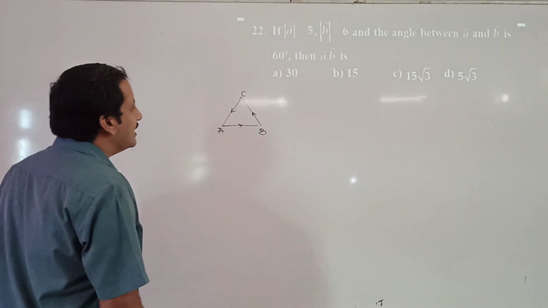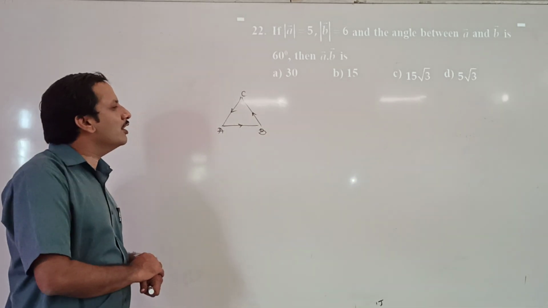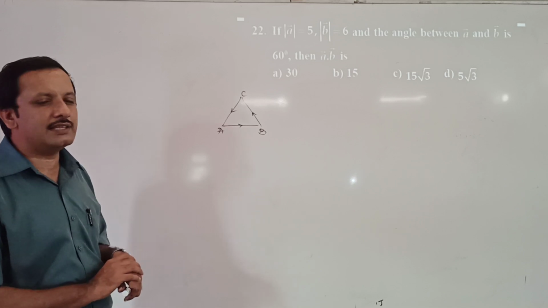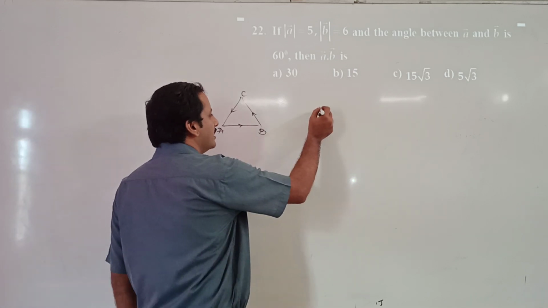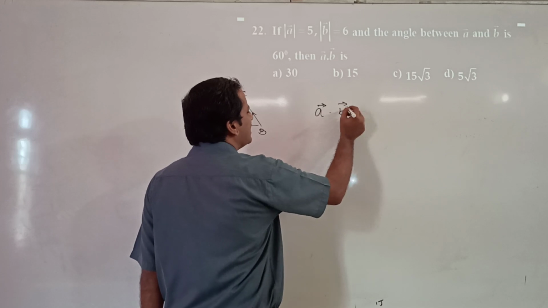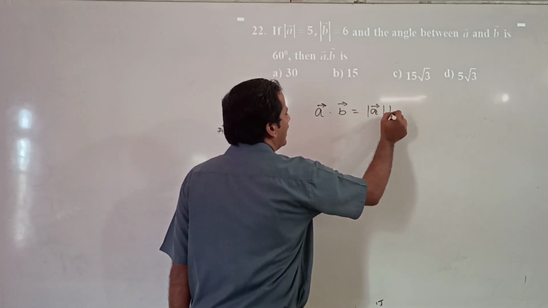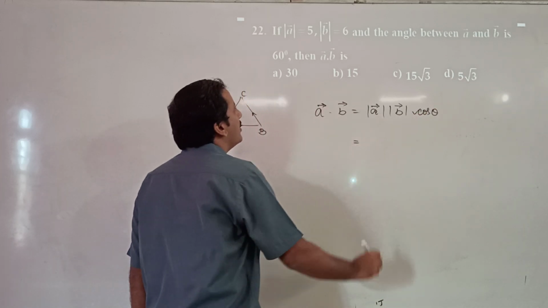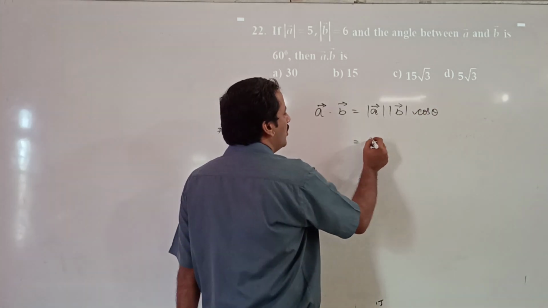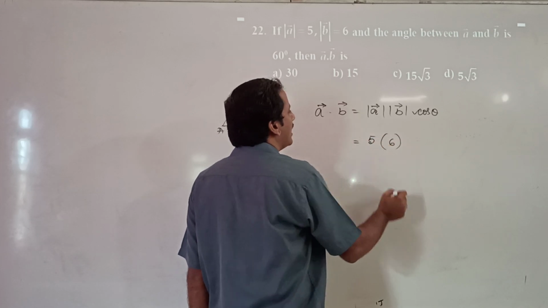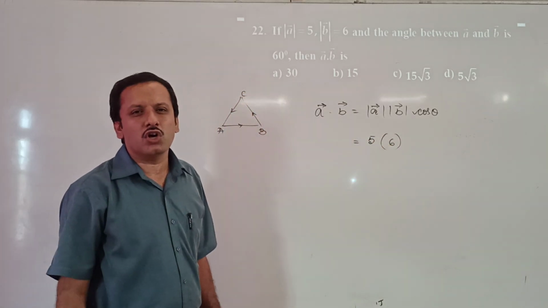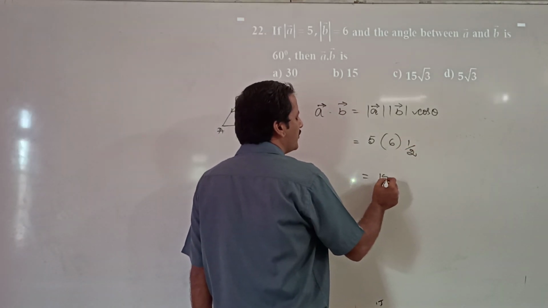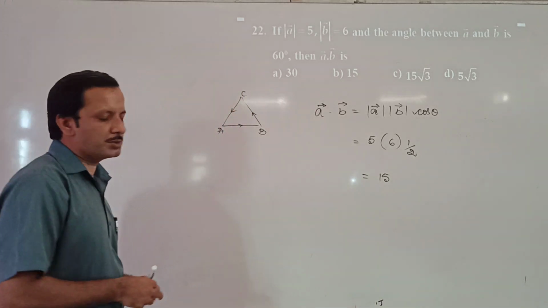Okay. Look at the 22nd question now. If the magnitude of A is 5, the magnitude of B is 6, and the angle between A bar and B bar is 60, then what is A dot B? Directly use the definition of A dot B. A dot B is nothing but magnitude of A into magnitude of B into cos theta. In this case, the magnitude of A is 5, the magnitude of B is 6, and theta is 60 degrees. So cos 60 degrees is equal to 1 by 2. So the answer is 15. Second option.